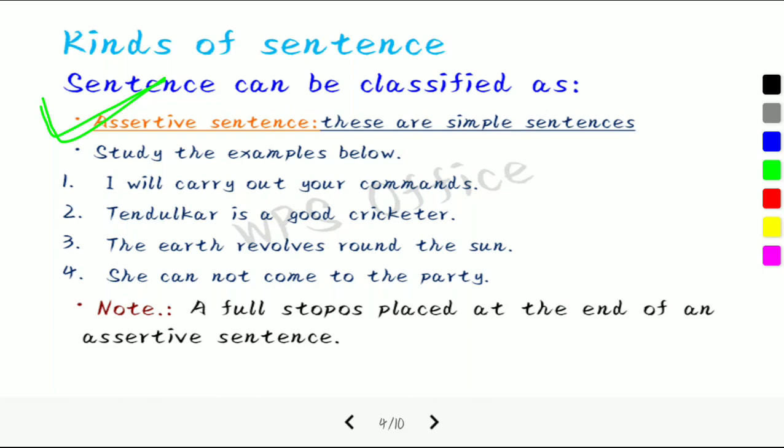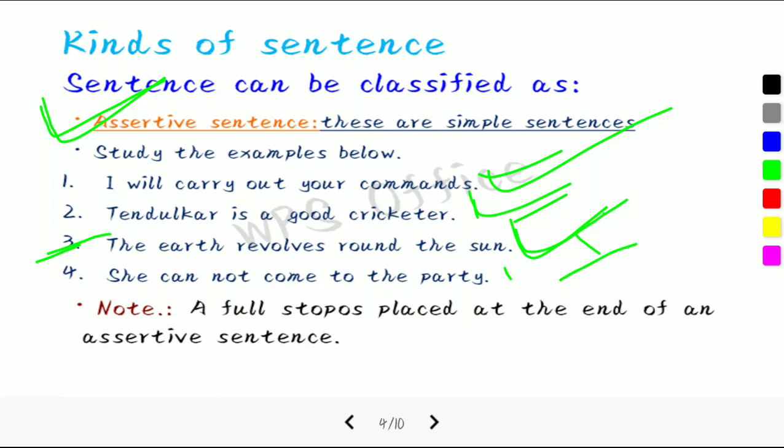I will carry out your commands. Tendulkar is a good cricketer. The earth revolves around the sun. When we say this, it is a simple sentence. It is also a universal truth. Universal truths are those sentences which are universally true, like the sun rises in the east and sets in the west. Right? She cannot come to the party.